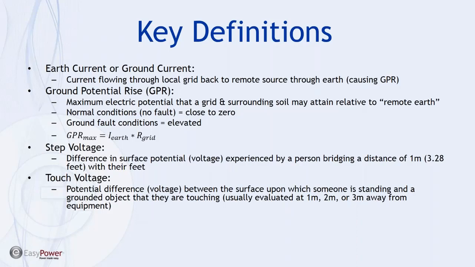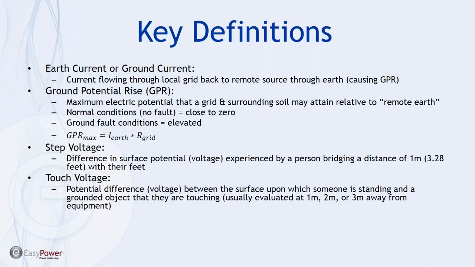Another key term is step voltage and touch voltage. Step voltage is defined as the difference in surface potential of voltage experienced by a person bridging a distance of 1 meter with their feet, or 3.28 feet. It's essentially the difference in voltage between your 2 feet as you're standing on the ground, and that difference in voltage can cause a current flow, which could be dangerous.